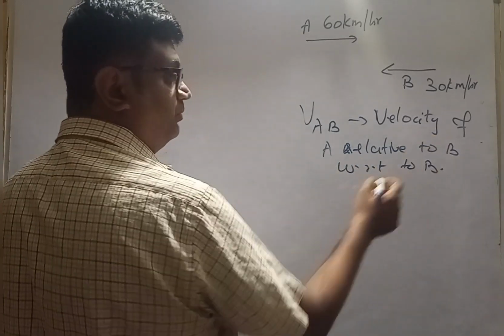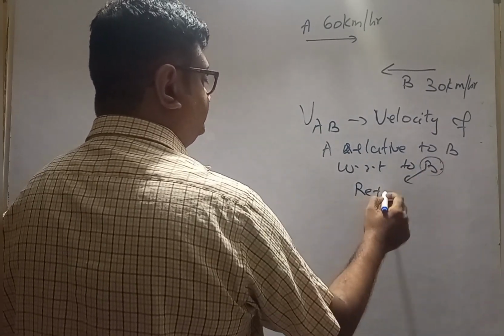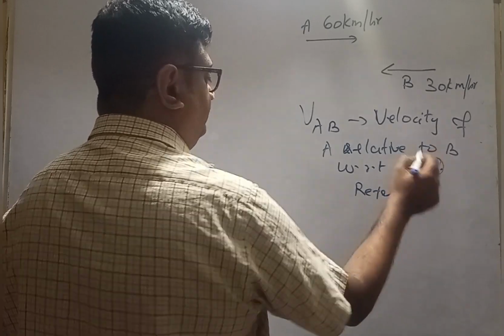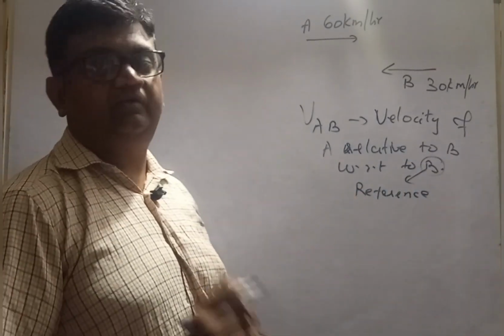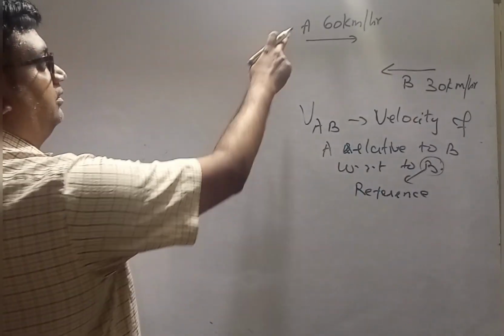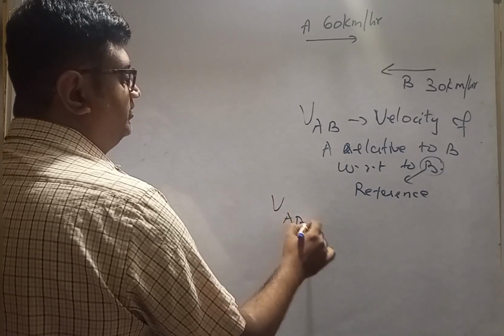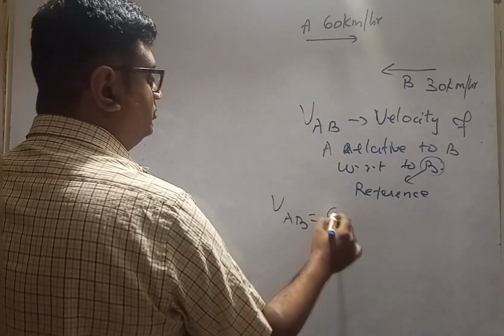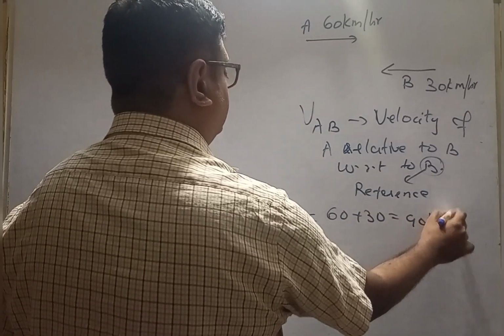So what is the reference point here? B is the reference. We will assume that B is at rest. So when two velocities are in opposite directions, the relative velocity is given by adding these two: 60 plus 30, 90 km/h.